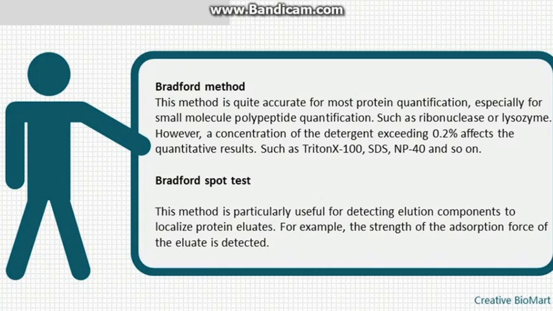Bradford method. This method is quite accurate for most protein quantification, especially for small molecule polypeptide quantification, such as ribonuclease or lysozyme. However, a concentration of detergent exceeding 0.2% affects the quantitative results, such as Triton X-100, SDS, NP40 and so on. Bradford spot test. This method is particularly useful for detecting elution components to localize protein eluates. For example, the strength of the adsorption force of the eluate is detected.